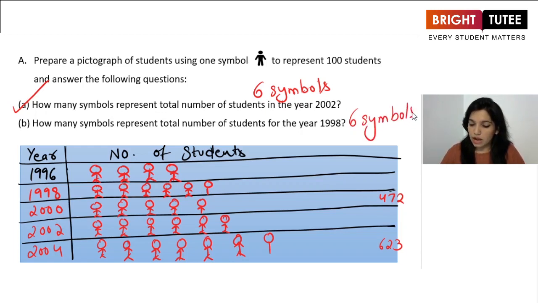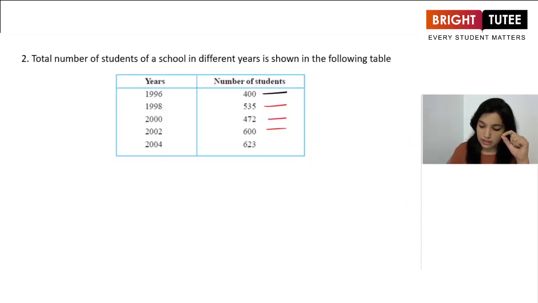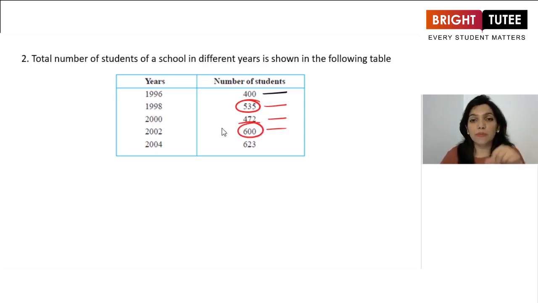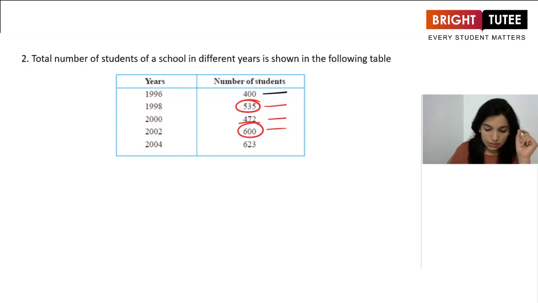Now, do you see how the data is being misread because of this particular question? Because we have chosen 100 students for this particular one image. So you can see for 2002, it is 6 symbols, and for 1998, it is again 6 symbols. However, there is a big difference between 2002 and 1998. It is 535, and 2002 it is 600. So do you see, even though there was a big gap between the two, still we got 6 symbols for each one of them.